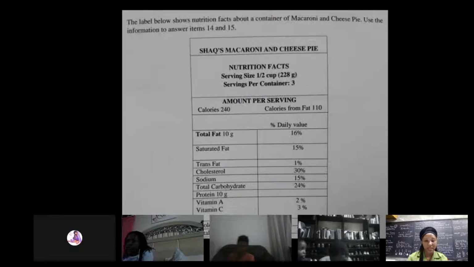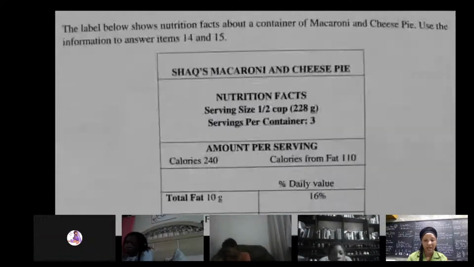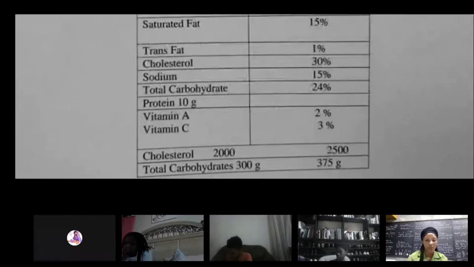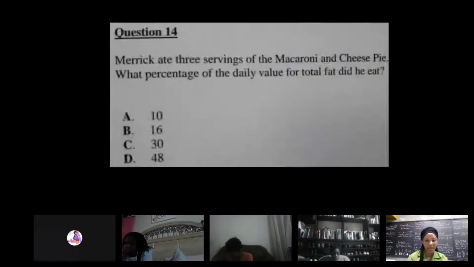So we had looked at the label, Shaq's macaroni and cheese pie. These are the nutrition facts. And so this is it up close. The label below shows nutrition facts about a container of macaroni and cheese pie. Use the information to answer items 14 and 15. All right, so we'll get back to it.